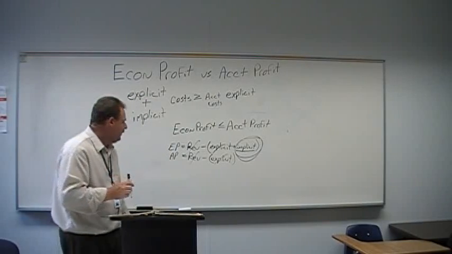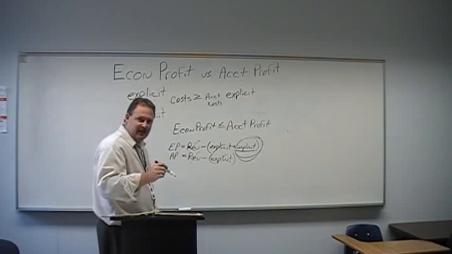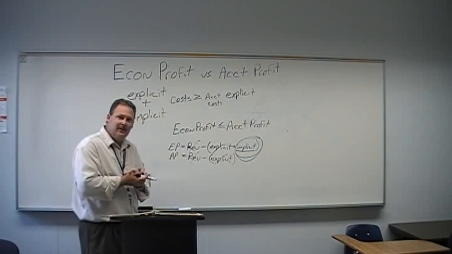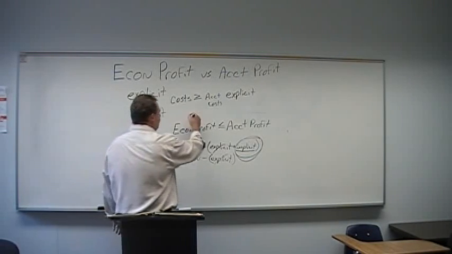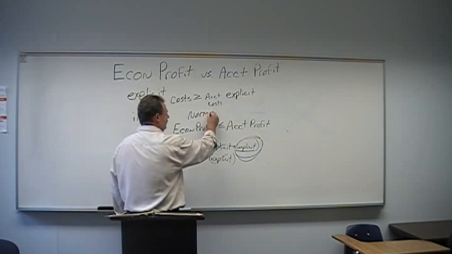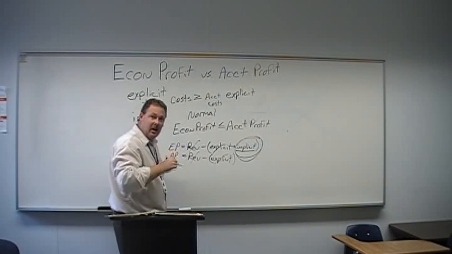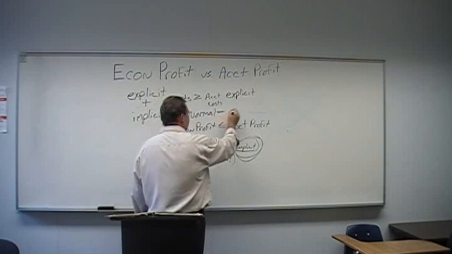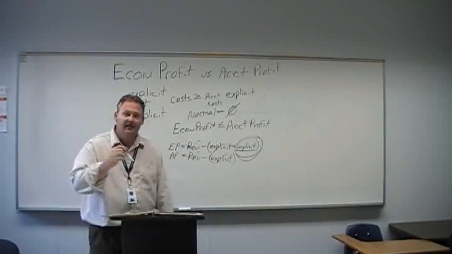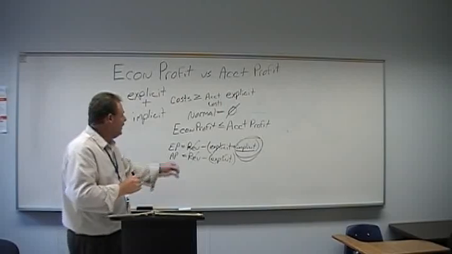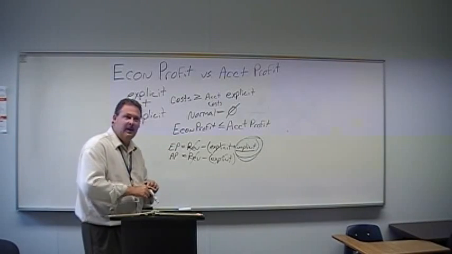Because of that, in economics, we can define what we call an economic normal profit. Normal profit, from an economic standpoint, is actually considered zero. That is normal. Because the best alternative you give up is practically equal to the one that you chose.